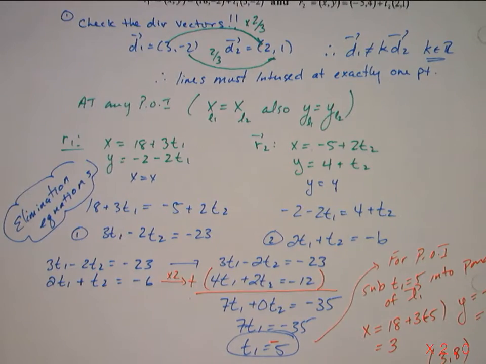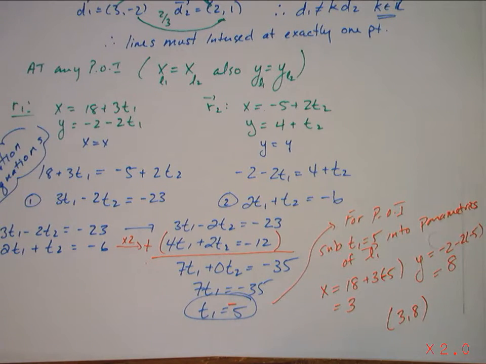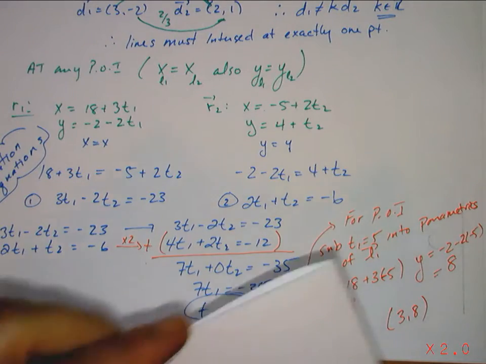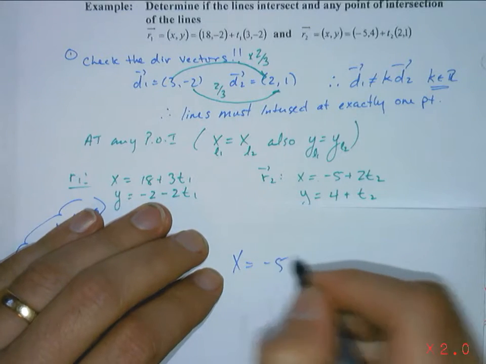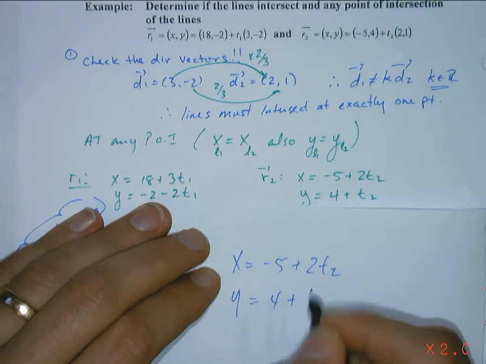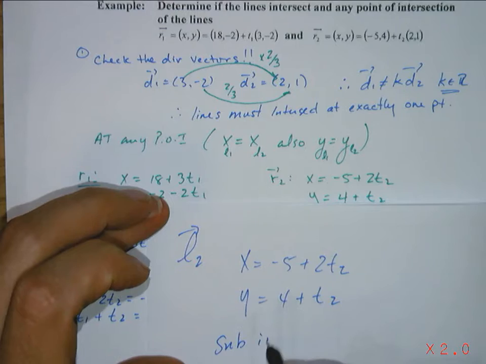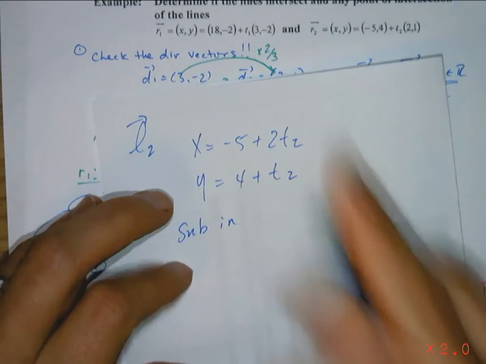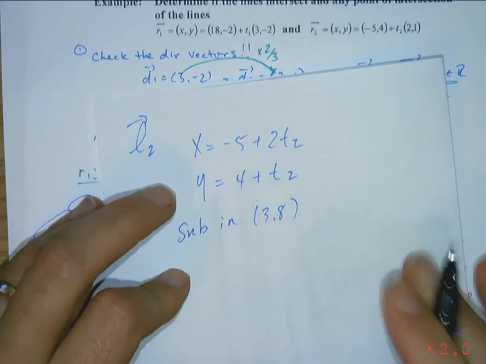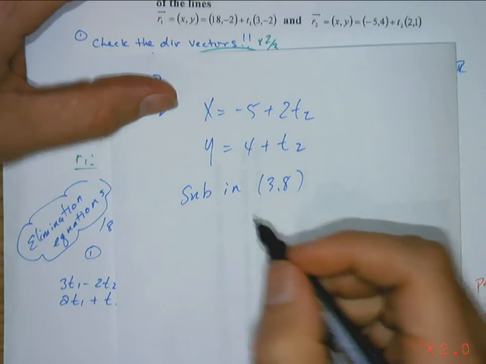Now, if we want to check and make sure, I'm going to grab a piece of scrap paper, and I'm going to take the second line and its parametrics, which are up here. So it's x equals negative 5 plus 2t2, and I know that y equals 4 plus t2. This is line 2, and we're going to sub in our point of intersection, which was 3, 8. And if it works, then that point lies on both lines, and it must be the point of intersection.